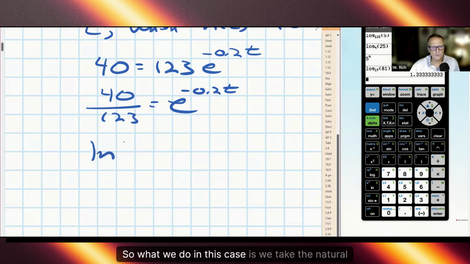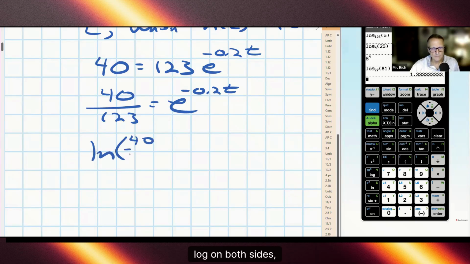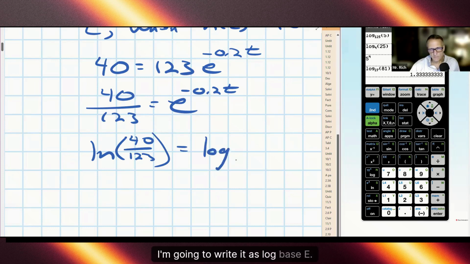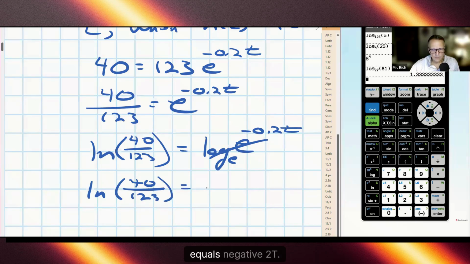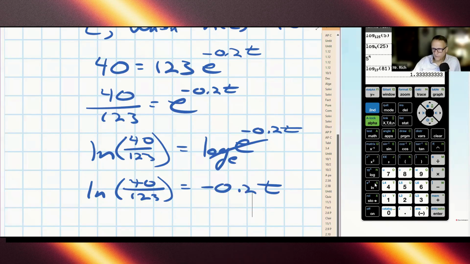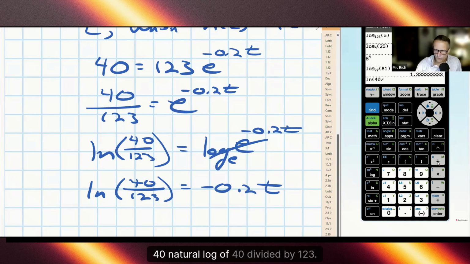So what we do in this case is we take the natural log on both sides, and here I'm going to write it as log base e. That's what natural log is. Log base e of e to the negative 0.2t. Well, these cancel each other out. And what we have is the natural log of 40 over 123 equals negative 0.2t. So to solve here, I'm going to do natural log of 40 divided by 123, close it off, and then I would be dividing by a negative 0.2.